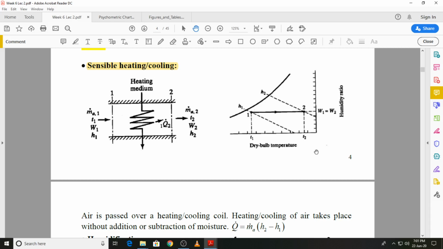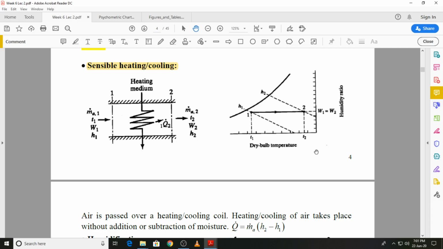On the other hand, if you are trying to cool the air sensibly, then you will have a cooling medium passing through a tube bank, which will be now a cooling coil, and when the air passes over the cooling coil, its dry bulb temperature will decrease. One particular condition that applies to sensible cooling is that the coil surface temperature must remain above the dew point temperature of the air.